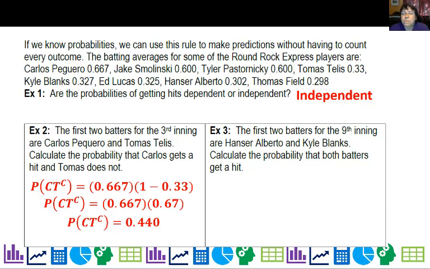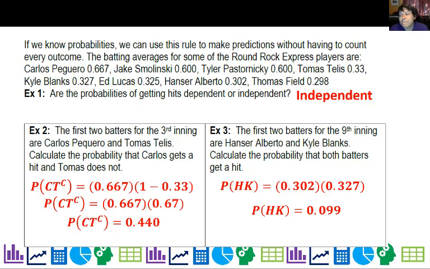Now we got the first 2 batters for the 9th inning are Hanser Alberto and Kyle Blanks. Calculate the probability that both of them get a hit. Well, Hanser's is 0.302 and Blanks is 0.327. So if they're independent, we can just multiply them together and get 0.099.